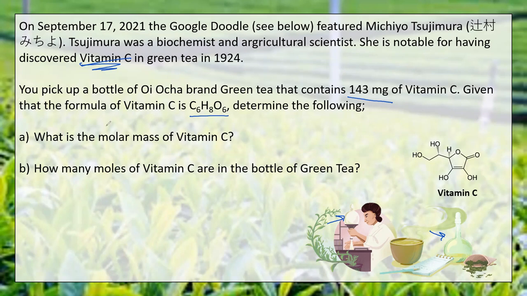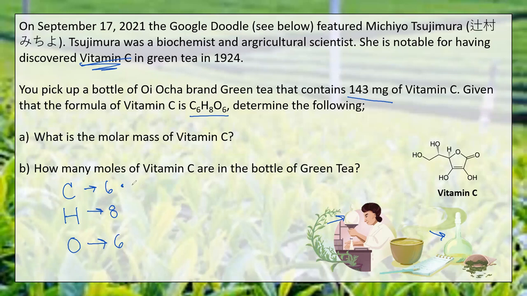First, we have to determine the molar mass of vitamin C. We can't even determine the number of moles without knowing the molar mass, right? So to do that, I'm going to start making a little bookkeeping inventory for myself. Carbons, hydrogens, oxygens. So I have 6 carbons, 8 hydrogens, and 6 oxygens.